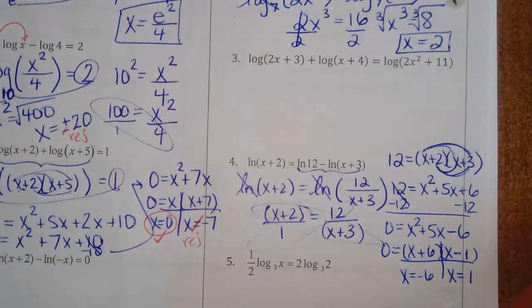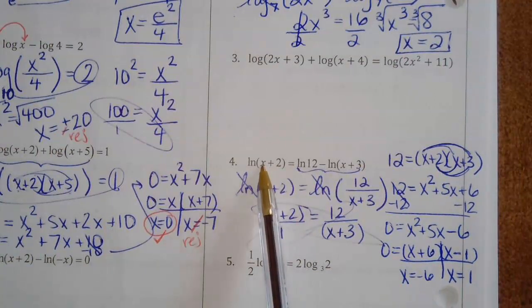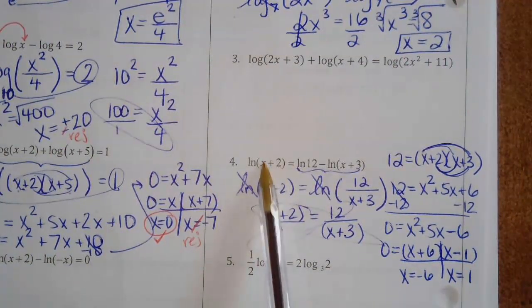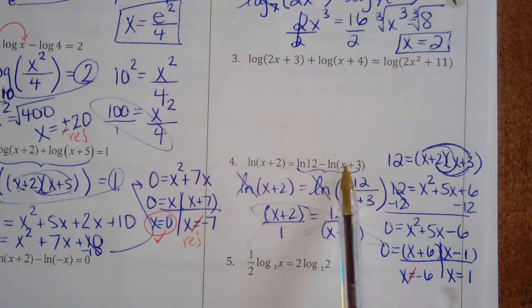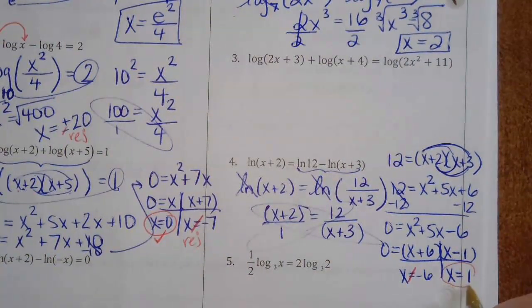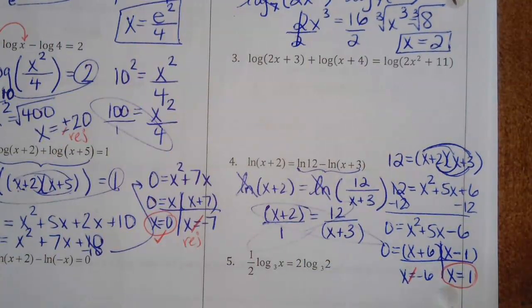Just like we did on the other side, on the other case, right? Just like we did over here, negative 6. If I was to plug this in, negative 6 plus 2, this would overall be negative, and so would this. So that's my rejected answer. Positive 1, 1 plus 2, 1 plus 3, both of those remain a positive log up there, so that would be my one and only solution.